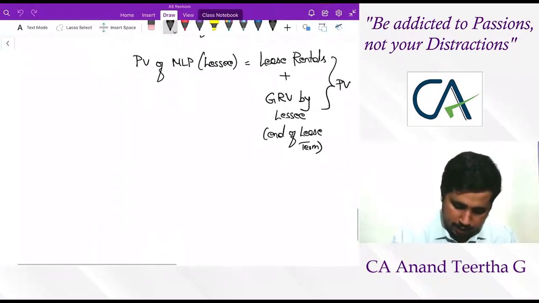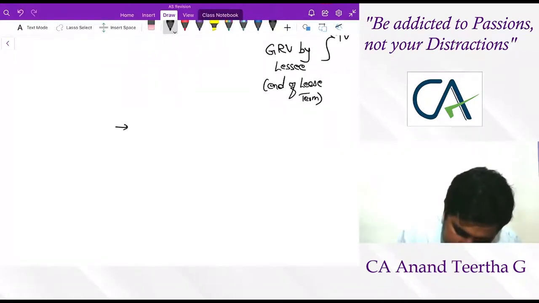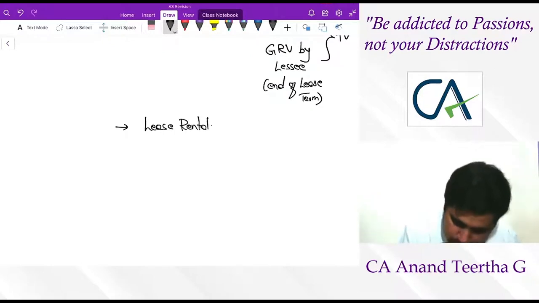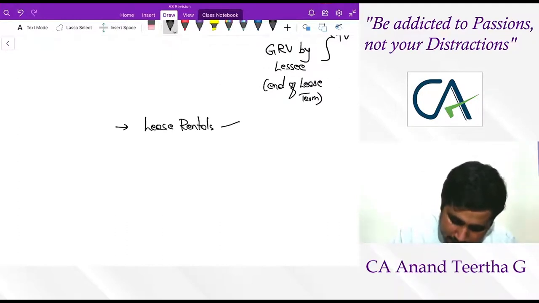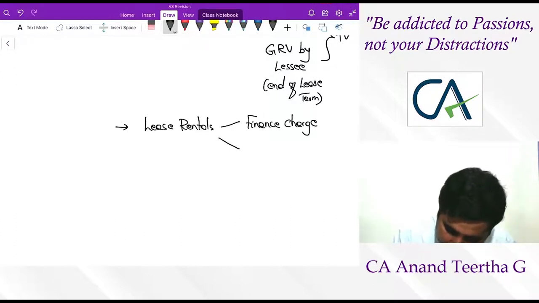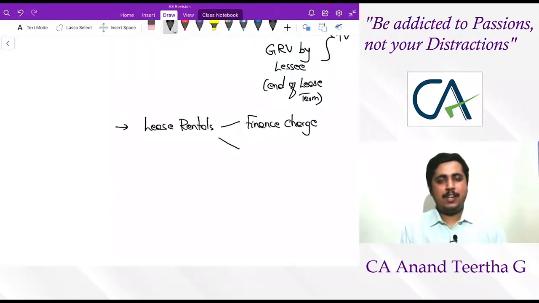Now the second point. Whatever lease rentals the lessee is going to pay, which we have decided in the present value of minimum lease payment point, will be paid every year by the lessee. Now this either will be in finance charge, or it will be as a part of liability payment. So your lease rentals, whatever you are going to pay, will cover finance charge and will cover liability payment.